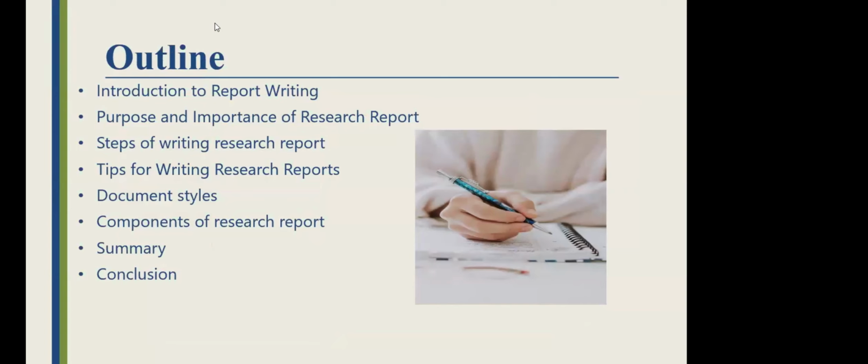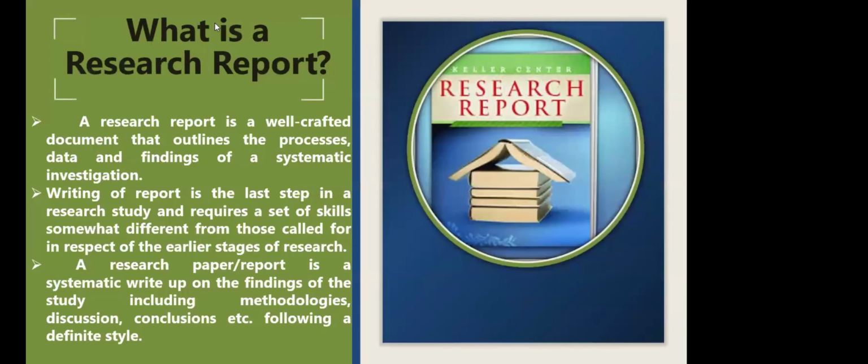Okay. First we'll begin with an outline, that is, with an introduction. Then we'll discuss the purpose and importance of a research report. Then we'll understand the steps of writing the research report. I'll give you some tips for writing the research report. Then we'll talk about different document styles which have to be followed while writing a report. Then the main components which should be contained in the report. And finally, we will conclude with a summary.